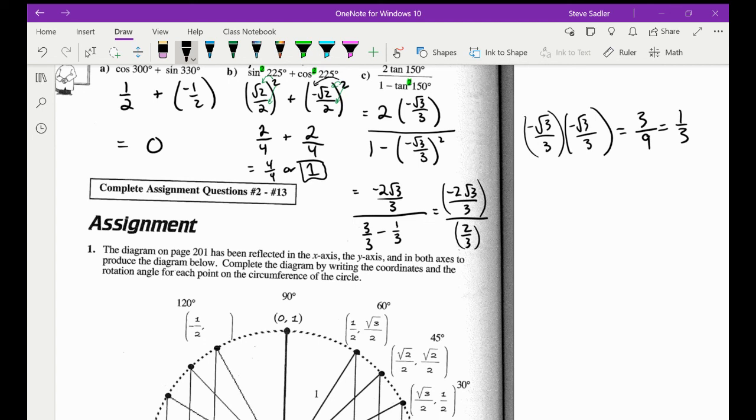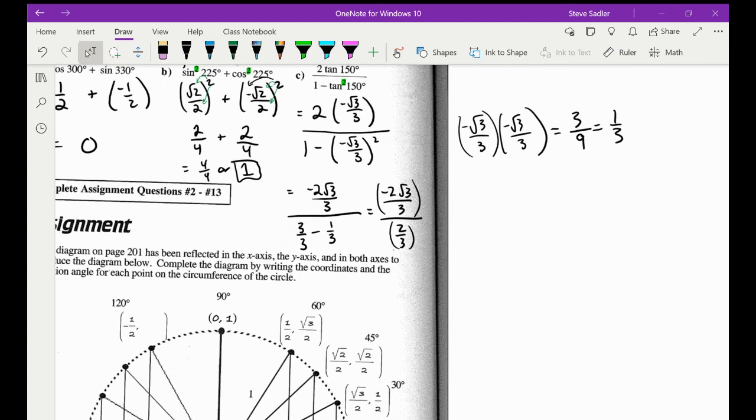When we divide two fractions, we flip and multiply. I'm running out of space. Hopefully you have space. I apologize. I didn't realize it was going to take up this much space. So that becomes negative 2 root 3 over 3, and we're going to flip and multiply. So we flip to 3 over 2, and you can see that 3 over 3 cancels, 2 over 2 cancels, and the answer is negative root 3. Those ones are kind of fun.